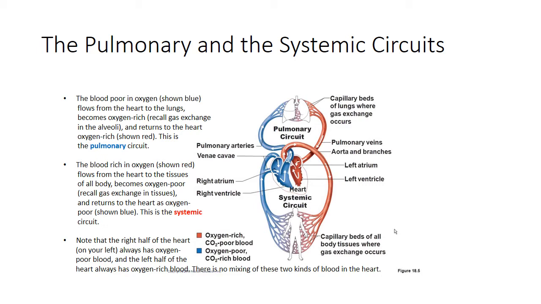part of the heart, left half, then it flows to the entire body, gives up its oxygen, becomes oxygen poor, and again returns to the right half of the heart. This larger circuit of blood flow, when it flows from the left half of the heart to the entire body, to all tissues of the body, and back to the right half of the heart, it's called systemic circuit. It's called systemic because it is supplying blood to all body systems.